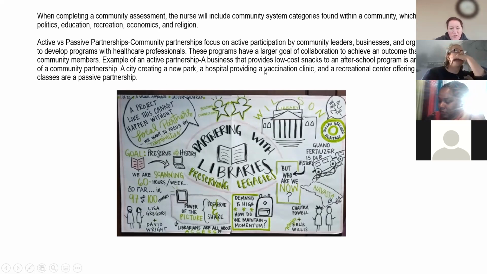An example is, like you just said, a business that's going to work with the schools on providing snacks. If you have something that's going on that's not impacting multiple factors, like a new park, a hospital with a vaccine clinic, or a recreation center offering cooking classes, that's going to be more of a passive, not active, partnership, where you're engaged and engaging other parts of the community. Is that pretty clear? Anybody want to come up with a question on that paragraph?